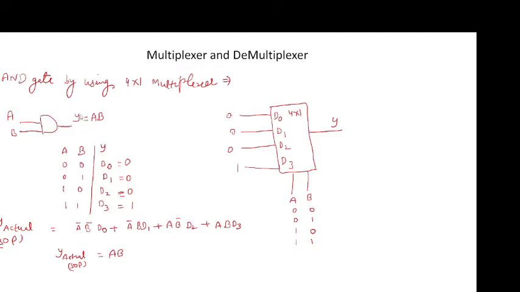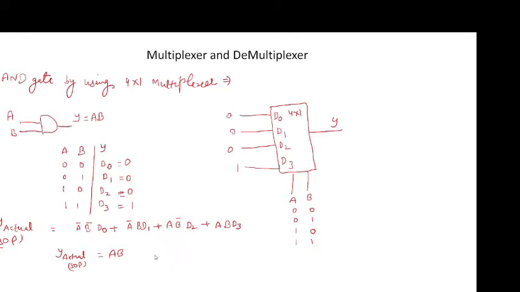Because the output of the AND gate is equal to AB, you can select D0 as 0, D1 as 0, D2 as 0, and D3 as 1. Then we will have the actual output equal to AB. So we put D0 as 0, D1 as 0, D2 as 0, and D3 as 1, and we find the actual output equal to AB. This is the output of the AND gate. Thus we can see how we can use a 4 by 1 multiplexer as an AND gate.